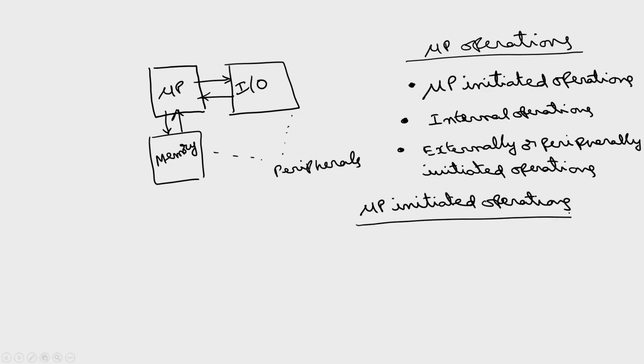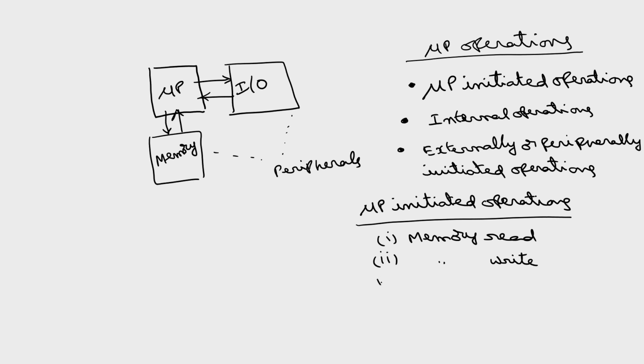Here there are basically 4 microprocessor initiated operations. One is the memory read operation, because this memory is read write memory. So, you can read the data from the memory or you can write the data into the memory. So, the microprocessor wants to read, the memory read operation. The second one is memory write operation. The microprocessor can write some data into the memory.